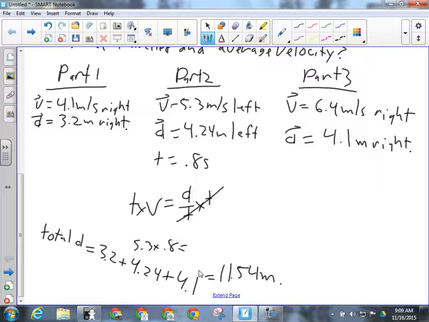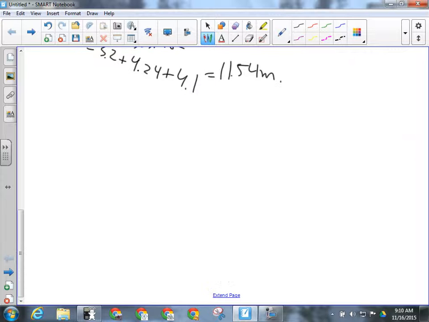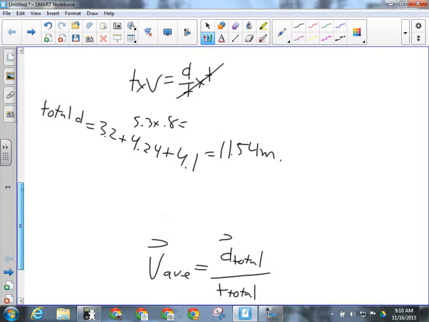Okay, that part ringing a bell for everybody? All right. I want to calculate average velocity. What two things do I need? I need the total displacement and the total time. Because remember, average velocity, we talked about this last week, whenever you have a multi-part question, we're talking about total over total.